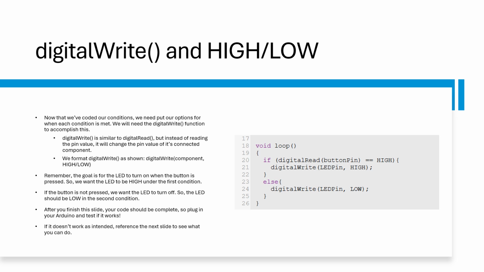Under the else condition, we need to put what will happen if the button isn't pressed. All we need to do is put another digital write function, but this time we'll set the LED pin to low. This will stop voltage from coming to the pin, turning off the LED component in the process.